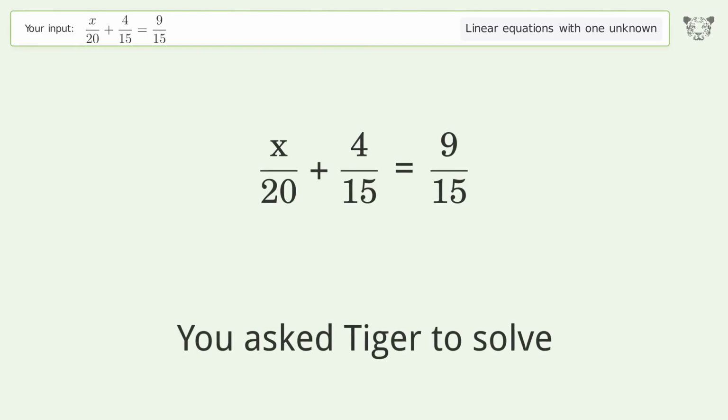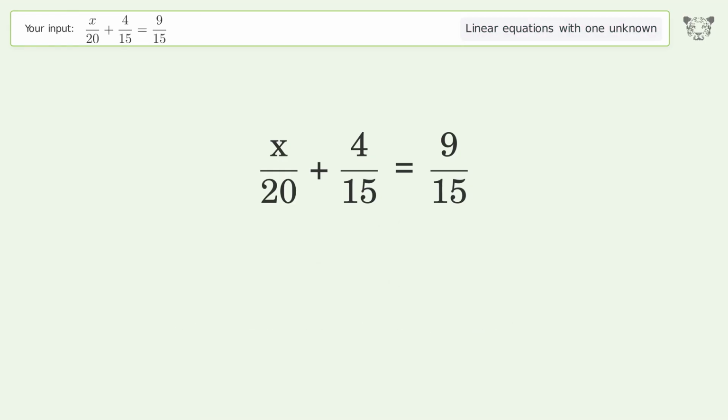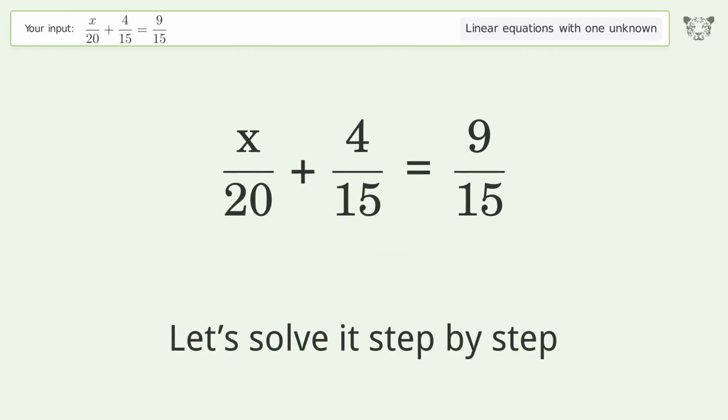You ask Tiger to solve. This deals with linear equations with one unknown. The final result is x equals 20 over 3. Let's solve it step by step.